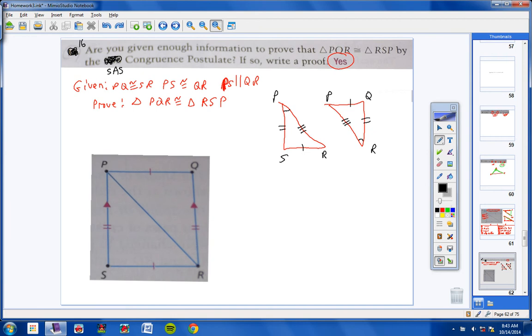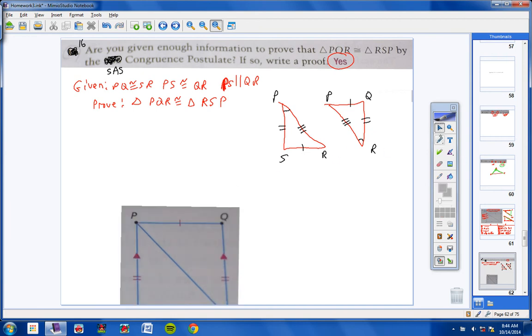I'm trying to get a little room here guys, hold on a second. We have to state this. We have to state that PS is congruent to QR. We have to state that PR, that would be the, okay, PS congruent to QR. And then we have to state that PR is congruent to PR.